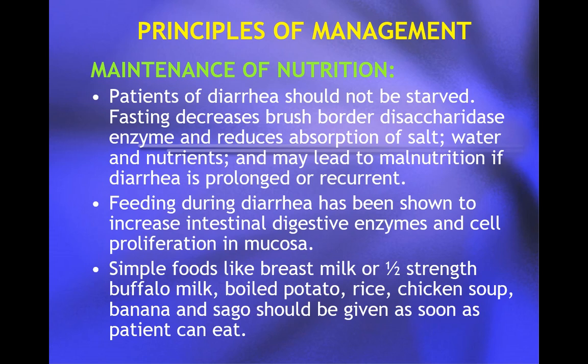Feeding during diarrhea has been shown to increase intestinal digestive enzymes and cell proliferation in the mucosa. Simple foods like breast milk or half-strength buffalo milk or boiled potato, rice, chicken soup, banana, and sago should be given as soon as the patient can take them.